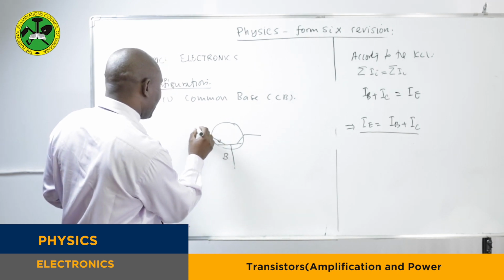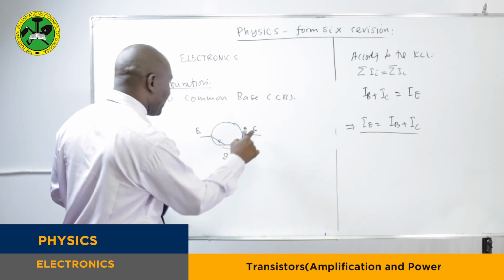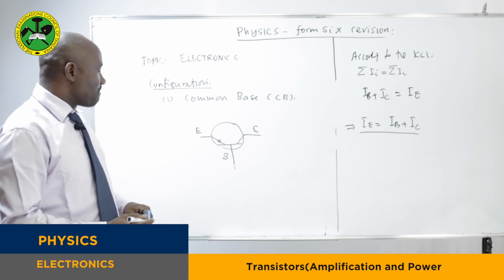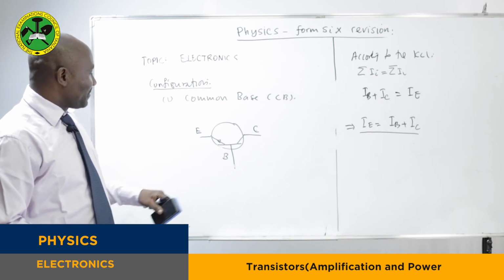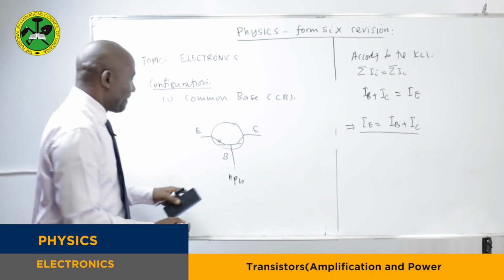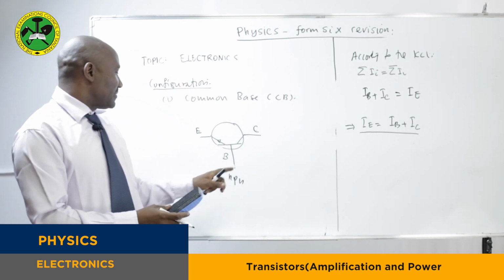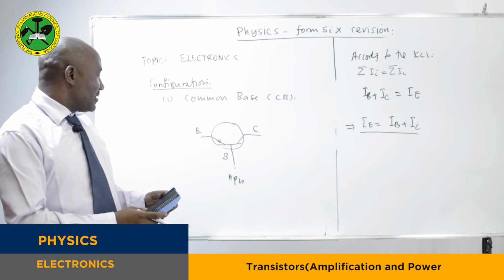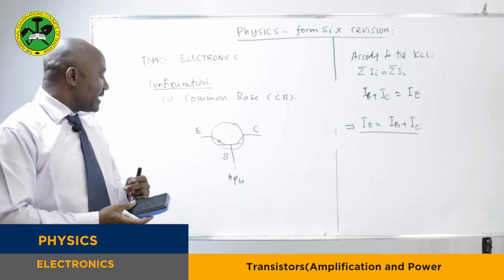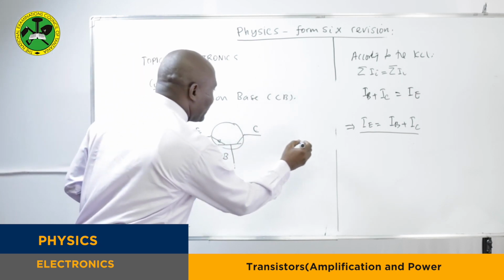This is our emitter. This is our collector. Remember, we said the terminal which must be arrowed is the emitter. And this is the NPN transistor. Since the base terminal is on the ground, this kind of connection of a transistor is given the name NPN. Or you can use the other terminal here.